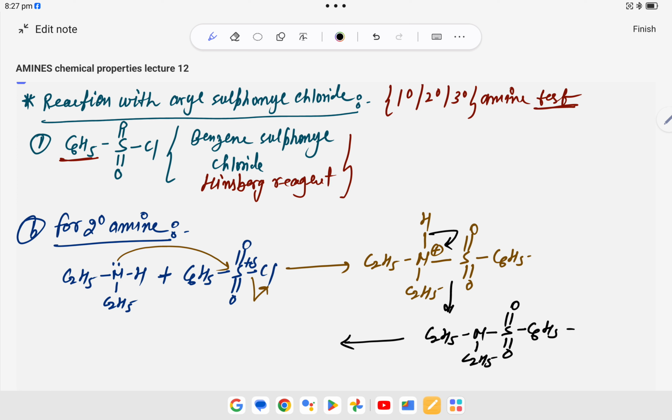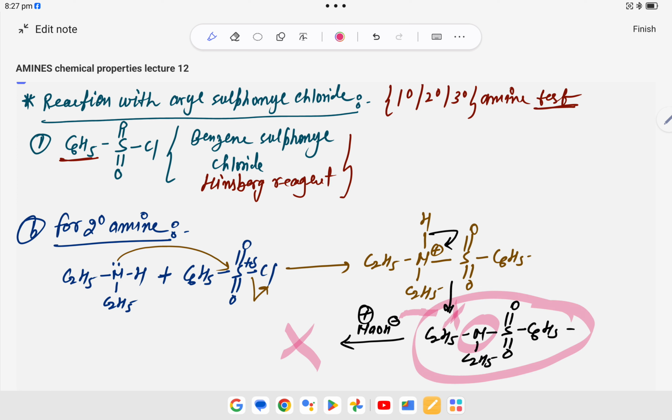Tell me now, if you are dissolving it in NaOH, what happens? The reaction is not possible. Why is the reaction not possible, children? Because this time the nitrogen does not have an acidic hydrogen, so attachment of OH is not possible. So this substance is not dissolved. 2 degree amines are not dissolved in basic solution or alkali solution. So this is the explanation for 2 degree amine.